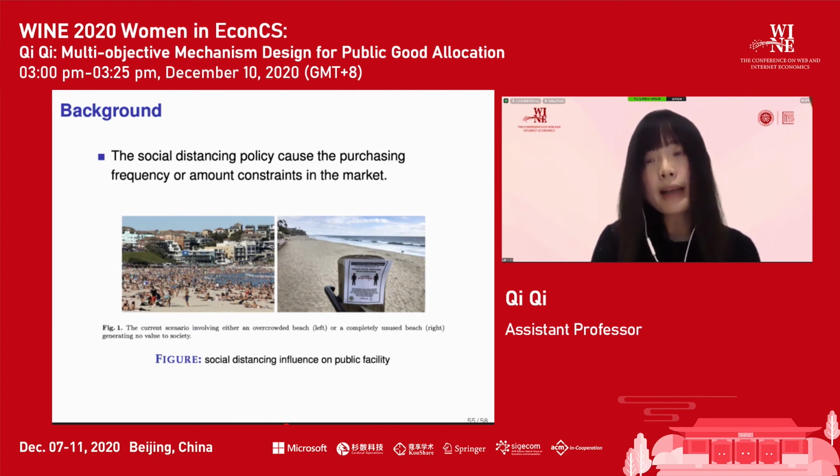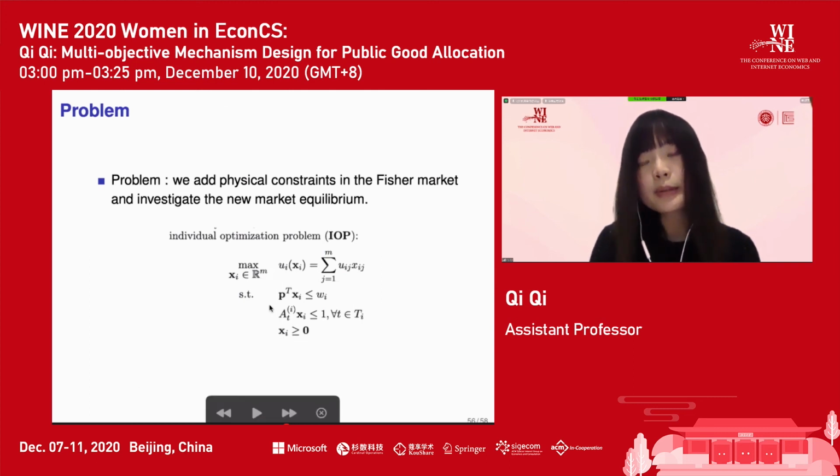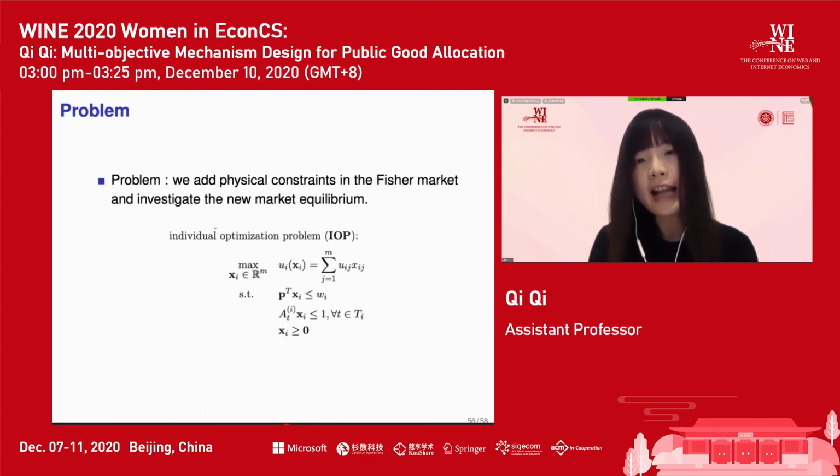So we use a market equilibrium model. We give virtual money to every player or every resident, and then they can decide where to spend this virtual money. Then the problem can be formulated similarly to a Fisher market, but now we have physical constraints: P transpose x_i is less than budget, and the A matrix times the choice allocation x should be less than 1.